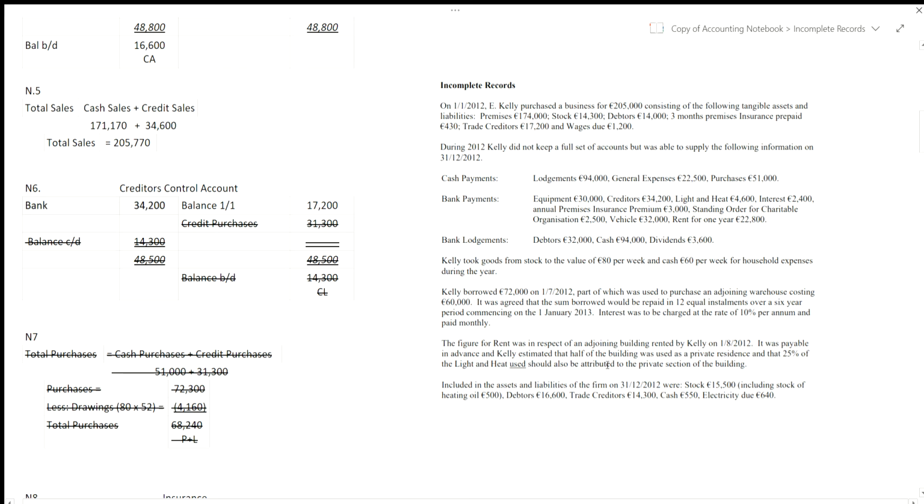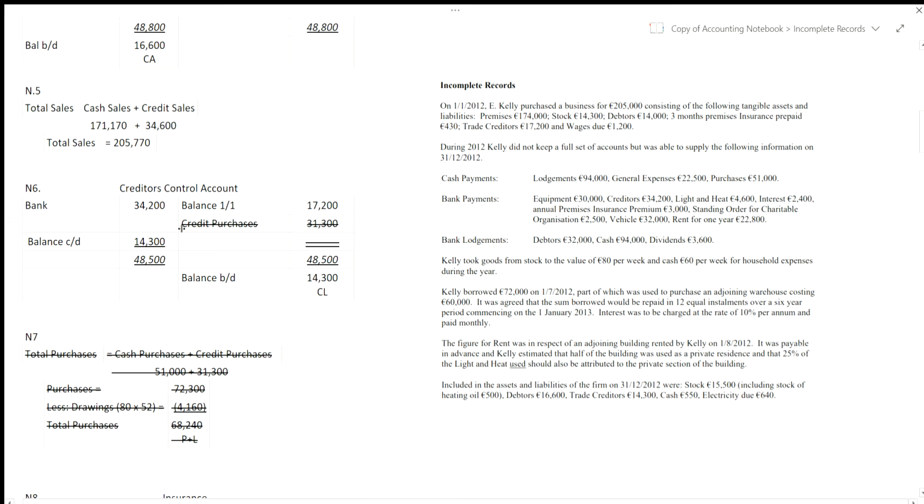All the other information I'm told is my balance at the end of the year being a liability of 14,300. Therefore we know that that's the balance brought down. If that's the balance brought down, that's the balance carried down. If I add up both sides, I get the balance on both sides to be 48,500. Very similar territory again here. That's my balance on both sides.